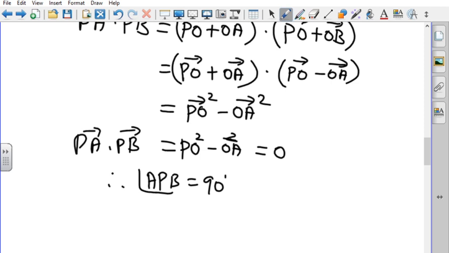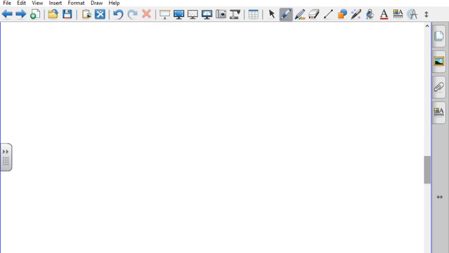For all the cases we are using the same thing. Dot product is equal to 0 to prove the perpendicular condition. Okay, next problem is also similar to this. Problem number 4. Prove by vector method that the diagonals of a rhombus intersect each other at right angles.